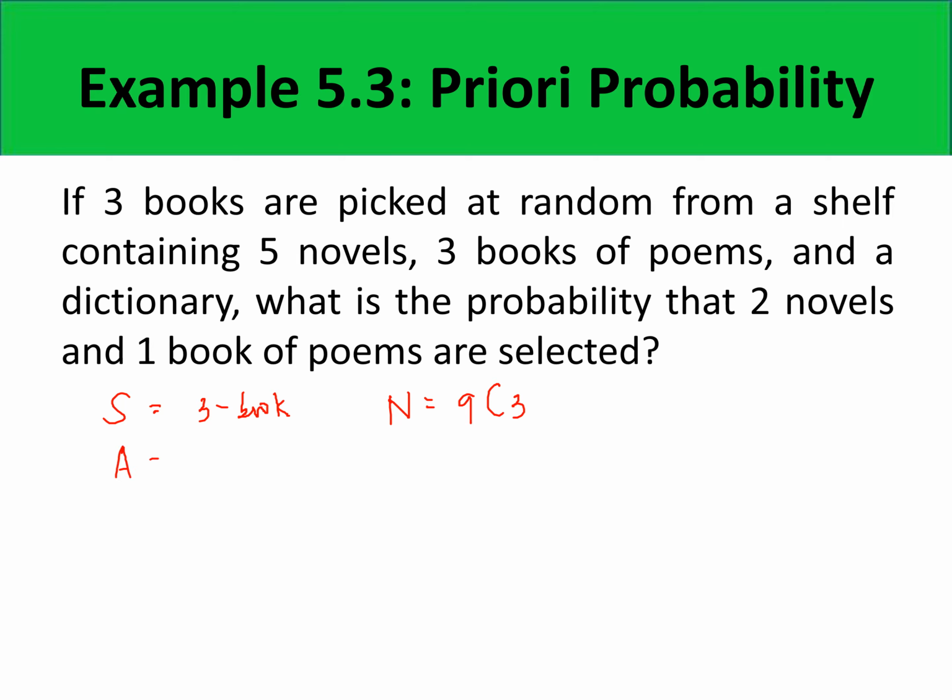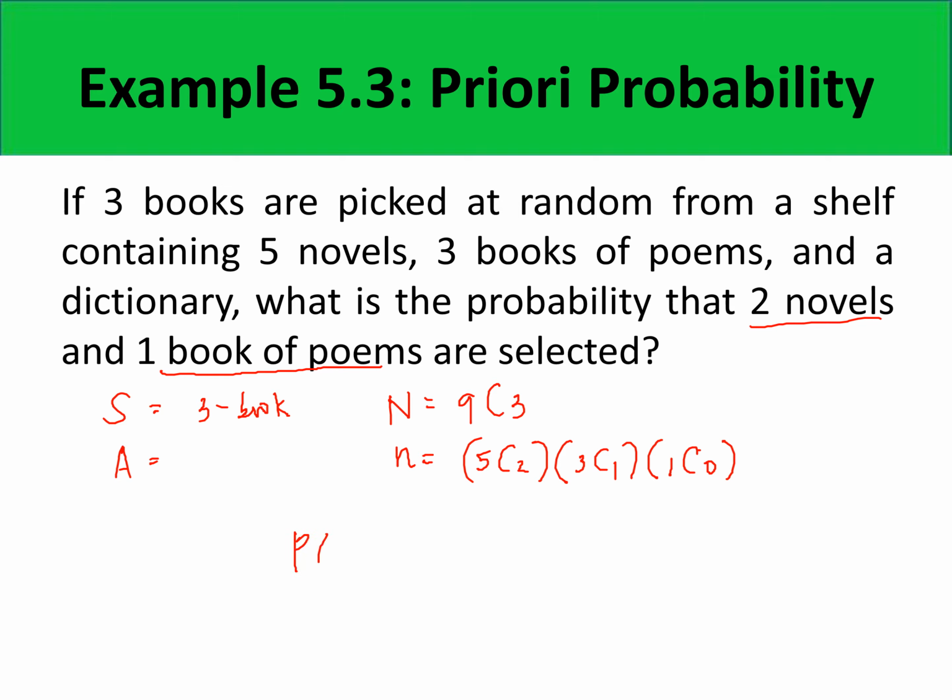Now, the event A is the event that consists of all three book combinations that would consist of two novels and one book of poems. And in this case, small n is the number of elements of event A, which is 5 combination 2 because we have to select two novels from the 5 books of novels, and then multiplied with 3 combination 1 because we need to select one book of poems from the 3 books of poems. And then we can also multiply it by 1 combination 0 because this is the number of ways of not selecting the dictionary.